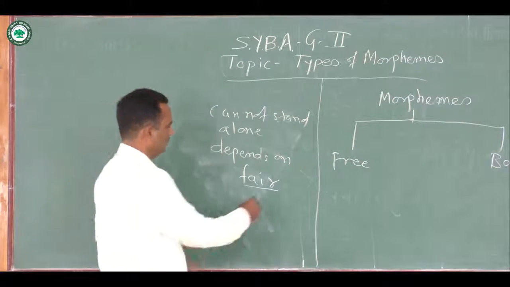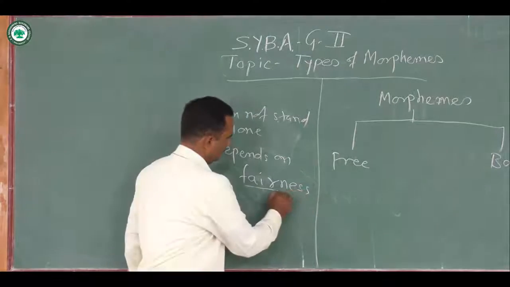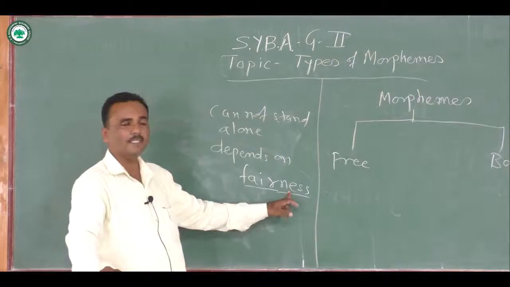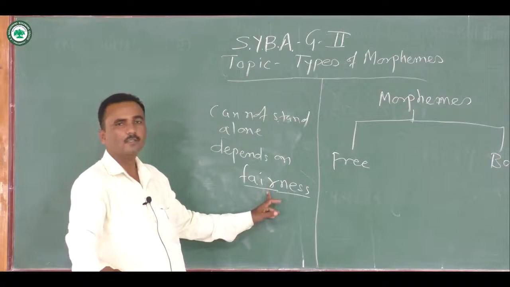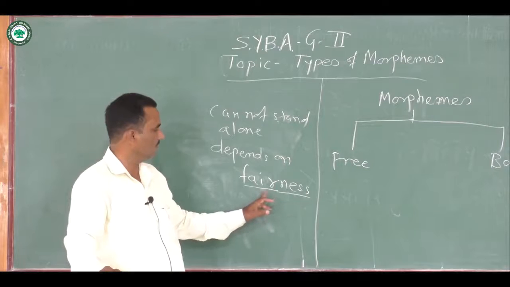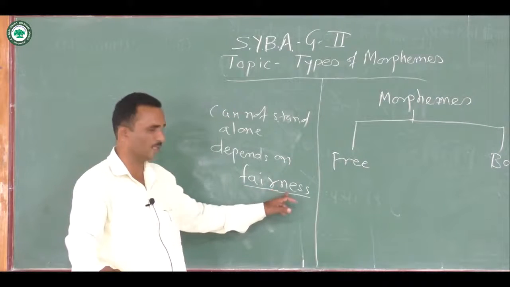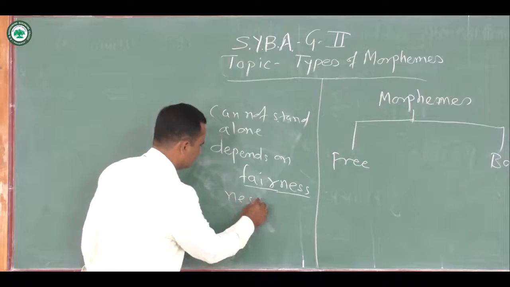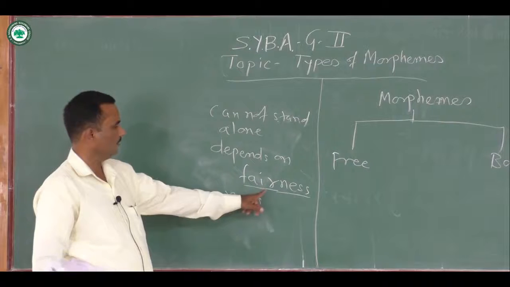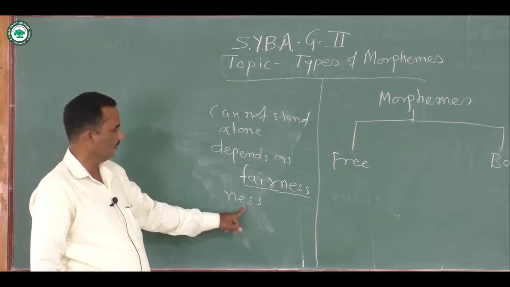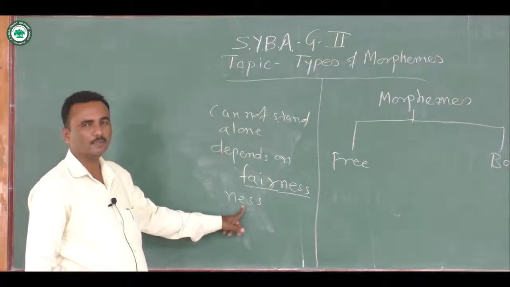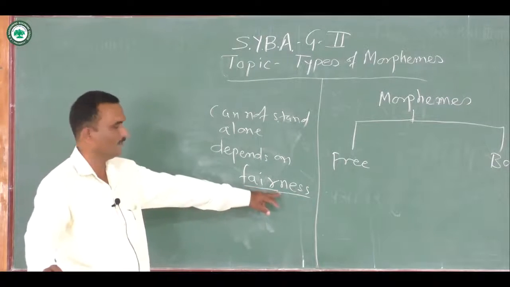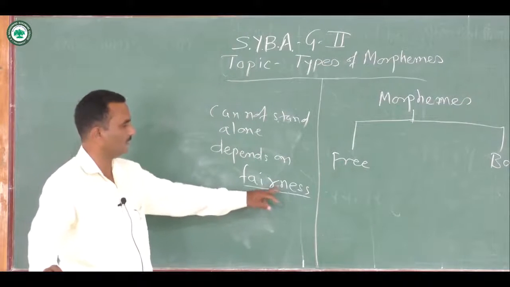We can also write fairness. So ness, when it is separated from this stem or the base or the root. You can see here two morphemes are there. One is fair, second one is ness. When this ness is isolated or separated from morpheme fair, it will have no meaning. It won't make any sense. For the meaning, it depends upon another morpheme. It will have a meaning when it is attached to some other part.